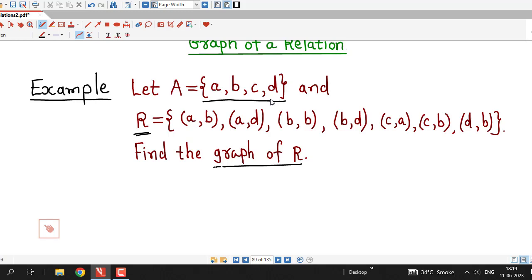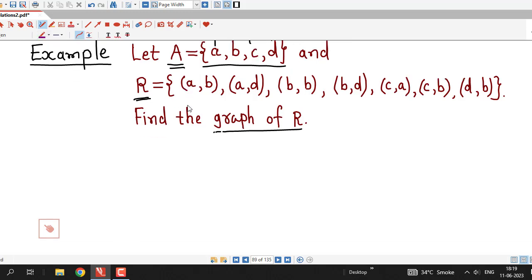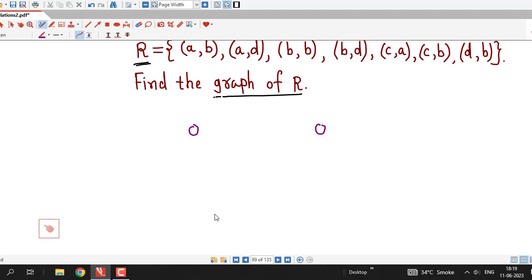As we have discussed in lecture number 23, whatever relation is given, to draw the graph of that relation we have to decide which elements are present in our set on which the given relation is defined. Here there are 4 elements in a set A. So the first step is we have to draw 4 nodes or vertices, and as we have discussed we will represent 4 nodes by this type of circles, or we can use points also.